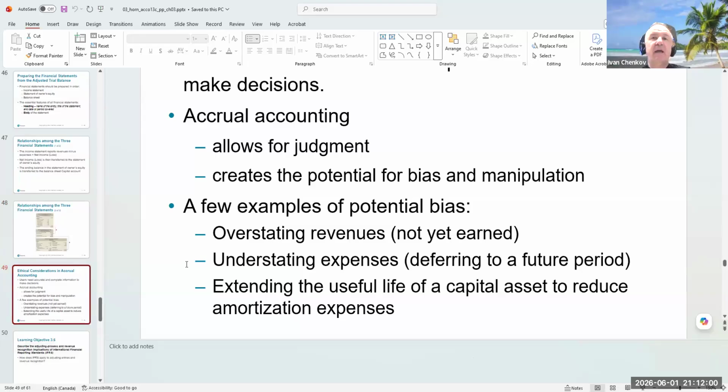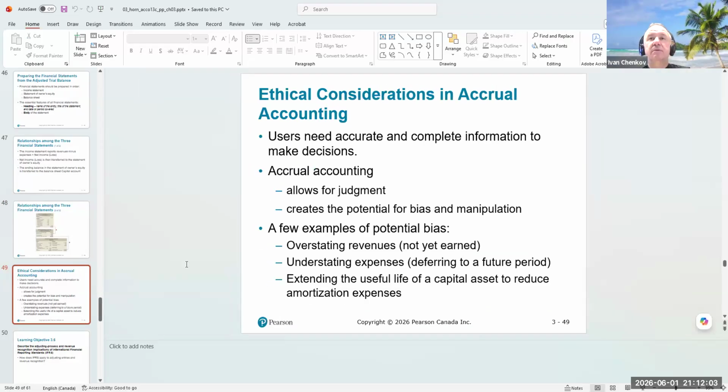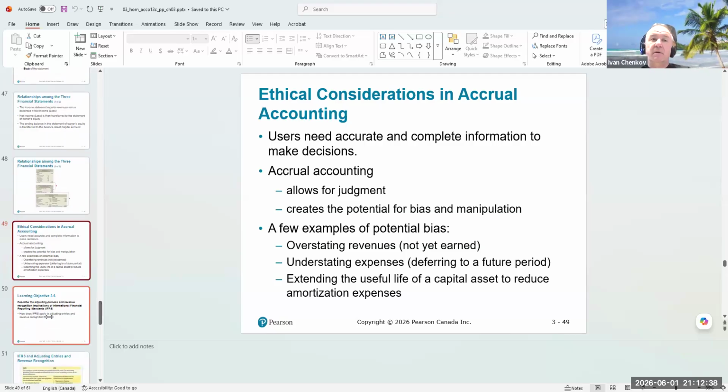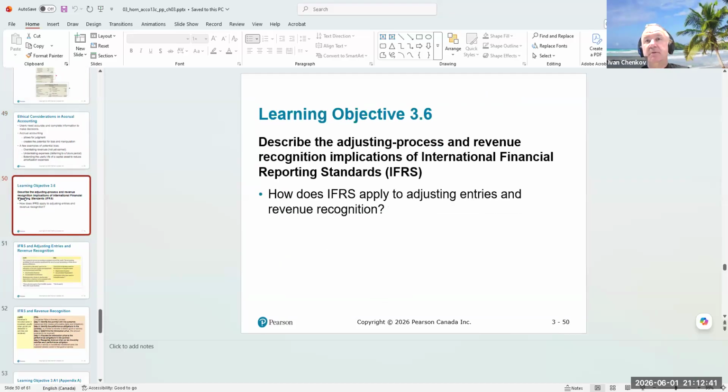There are always ethical sides with these accruals and deferrals. Why? Because they create a lot of opportunity for manipulation. You can overstate the revenue or understate the expenses, or overstate the expenses and understate the revenue, depending on what you want to achieve. That's why you always have to be diligent, and the person who's doing those accruals and deferrals has to be a professional, obviously, and trusted person. And that's today's chapter.